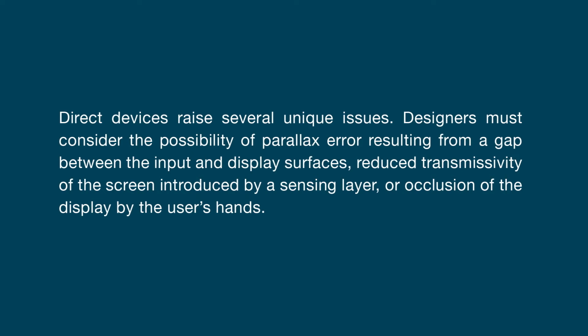Designers must consider the possibility of parallax error resulting from a gap between the input and display surfaces, reduced transmissivity of the screen introduced by a sensing layer, or occlusion of the display by the user's hands. Another issue is that a touchscreen can support a cursor tracking state or a dragging state, but not both. Typically, touchscreens move directly from the out of range state to the dragging state when the user touches the screen, with no intermediate cursor feedback.